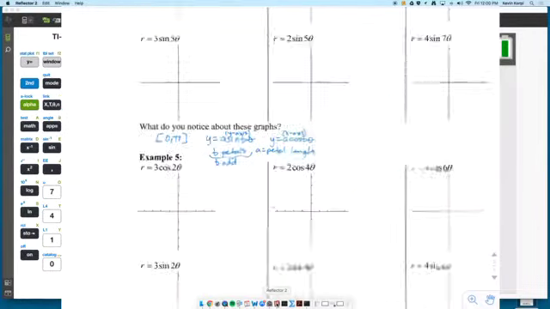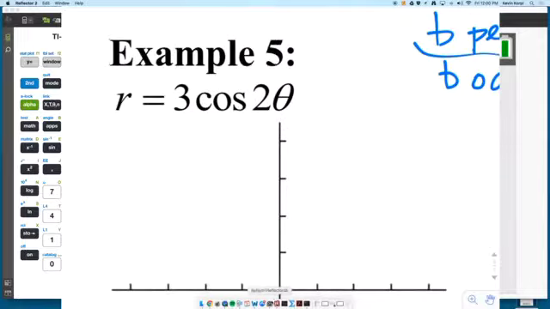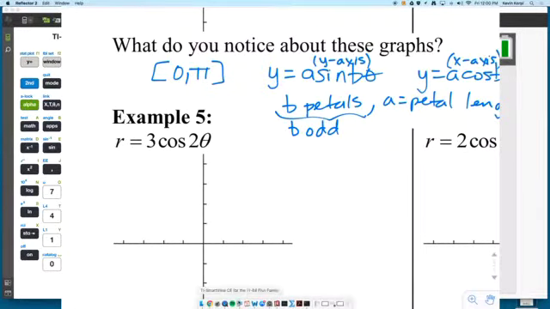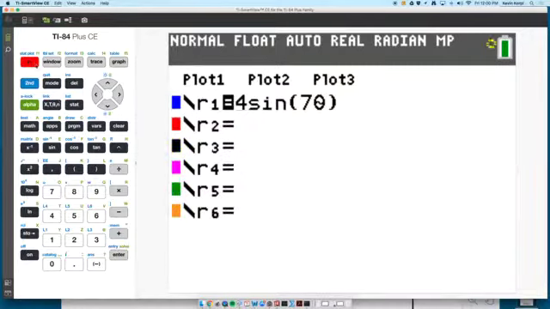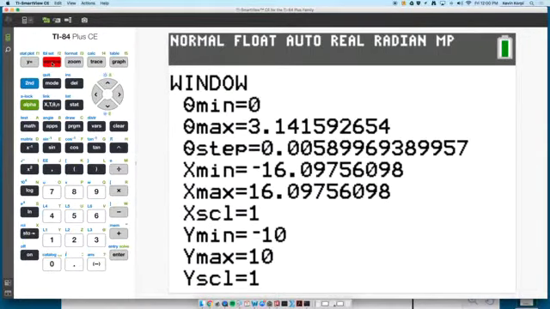What happens now if we let it change to an even number? You've already tried it, or you're guessing? Good. Okay. So on example 5, if we have 3 cosine of 2 theta, you would probably imagine it having what type of symmetry? X. It would have a petal length of what? 3, and you might suspect 2 petals, but you'd be wrong if you graph it. And notice I still have my window from 0 to pi, because the others made a full loop in pi.